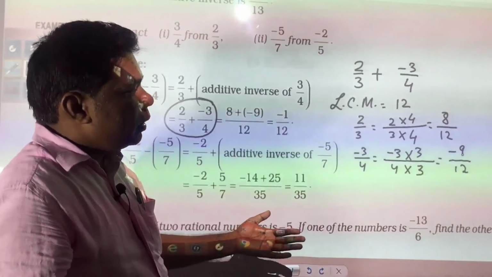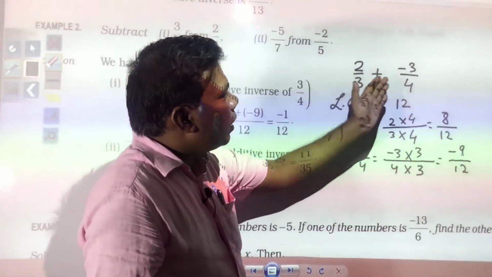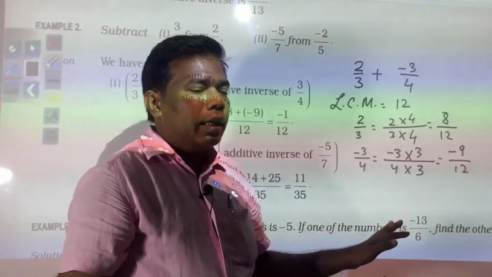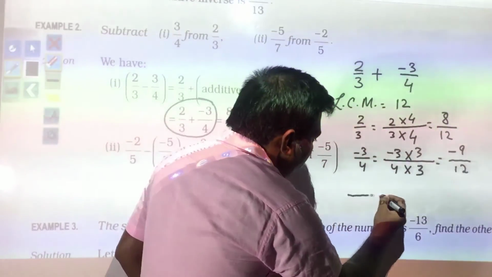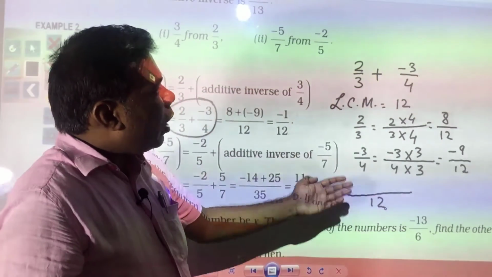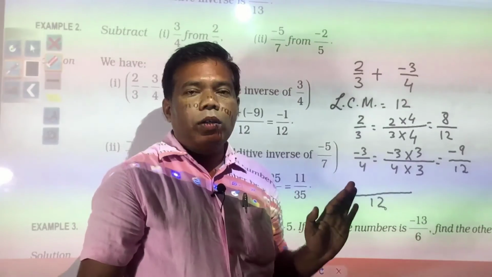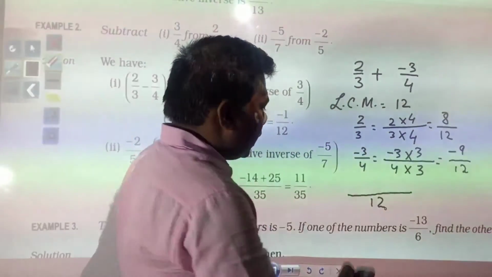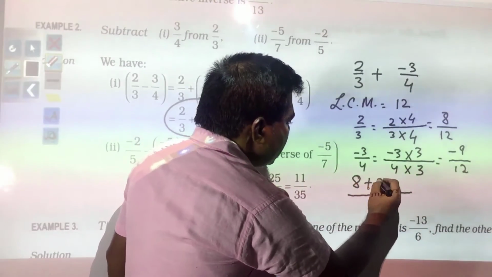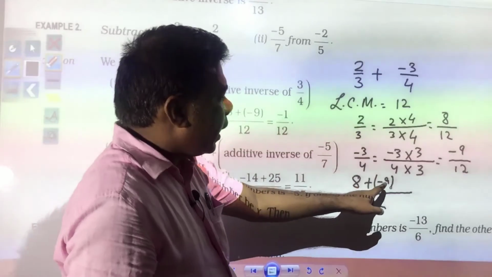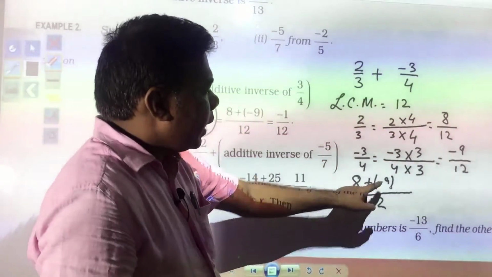As we have learned how rational numbers are added, if equal denominators are there, simply what we do, the denominator is required to be written, 12 we have written. Now, both the numerators are required to be added. So, here you have numerator 8 and minus 9. So, 8 plus minus 9. So, just you see what you have got, 8 and minus 9. So, what you will get?